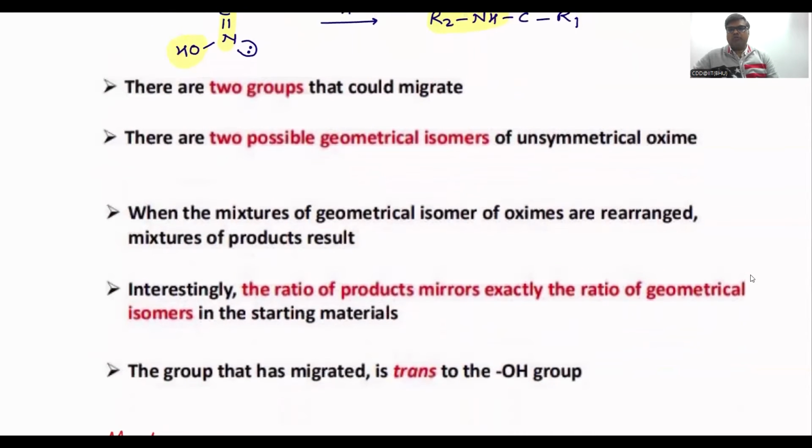And the most important part of this rearrangement is that the group which is trans to the OH group, or you can say anti to the OH group, will migrate. This is a very important thing. You know that in rearrangements, a group migrates to get another configuration. In this rearrangement, the group which is trans to the OH group will migrate. Here, the order of migratory aptitude, which you may have read in different types of rearrangements, is not applicable. In Beckmann's rearrangement, the order of migratory aptitude is not applicable. Here, the group which is anti to the OH group will only migrate.